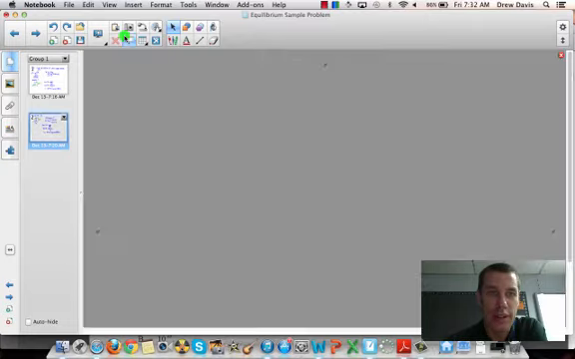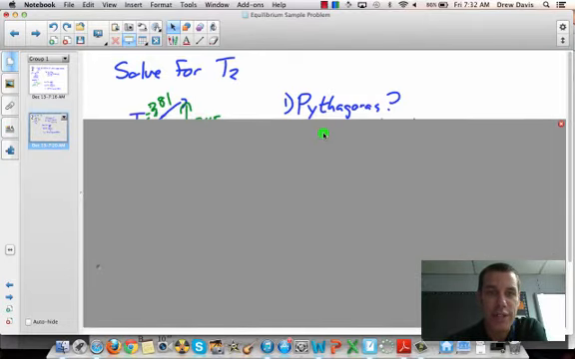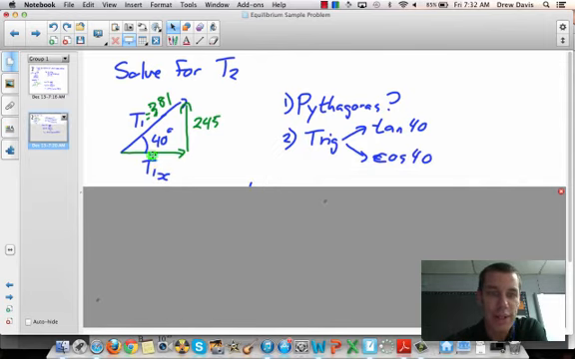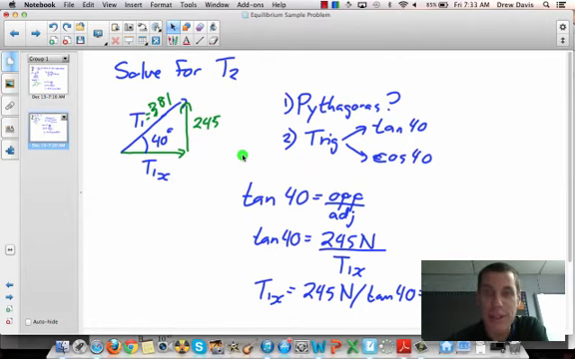So if I put the revealer on again, okay, we're going to solve for T2 this time, and we have a few choices. Alright, T1x, we said, pulls to the right and it pulls up. And it pulls to the right with the same force as T2. So we have choices now because we know our hypotenuse and we know our opposite. We can use Pythagoras or we can use trig to solve for it. And I chose trig. Okay, well, you can use any one you want. Alright, I said that the tangent of 40 equals the opposite, which is 245, over the adjacent, which is T1x. And I solved for T1x and I got 292.